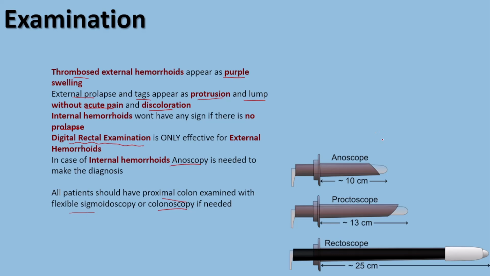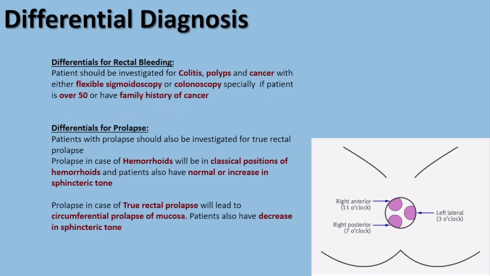And note the difference between devices that are used for examination of anal region. We have anoscope, we have proctoscope, and also we have rectoscope. So for diagnosis of internal hemorrhoid, we are going to use anoscope, and this is enough to make the diagnosis of internal hemorrhoid. Now, what are the differentials for hemorrhoid?